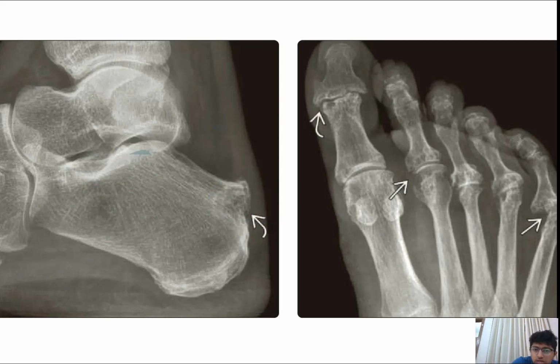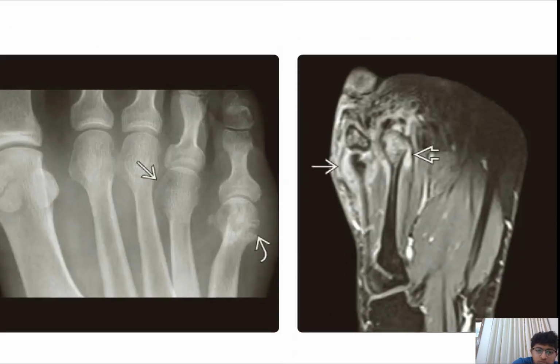Other than that, we can see erosions of the second, third, fourth and fifth metatarsophalangeal joints with reduction in the joint space. Also we can see interphalangeal joint erosions and irregularity. In the previous image we saw fourth and fifth metatarsophalangeal joint involvement, with fifth metatarsophalangeal joint erosions. Corresponding MRI also shows joint effusions with erosions of the fifth metatarsophalangeal joint and surrounding edema, and joint effusion in the corresponding fourth metatarsophalangeal joint.